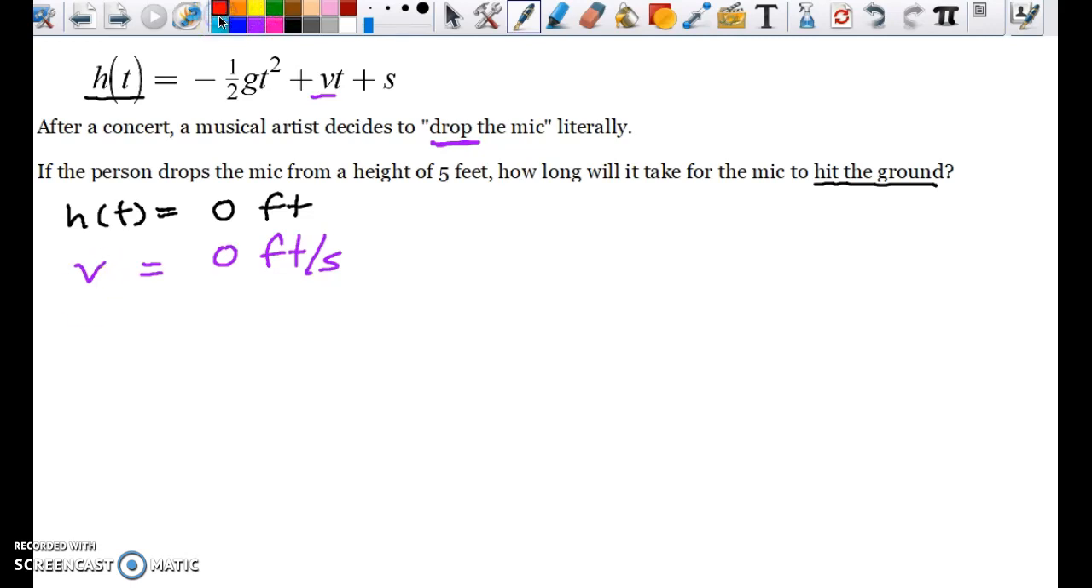Do I have a starting height? What's my starting height? Where did I start out? 5 feet. s is 5. g we already know is going to be that negative 32. So let's go ahead and plug in what we know into this equation.